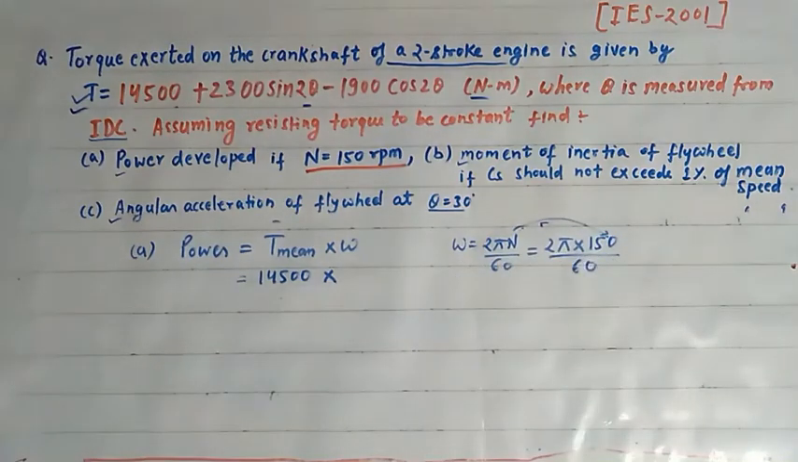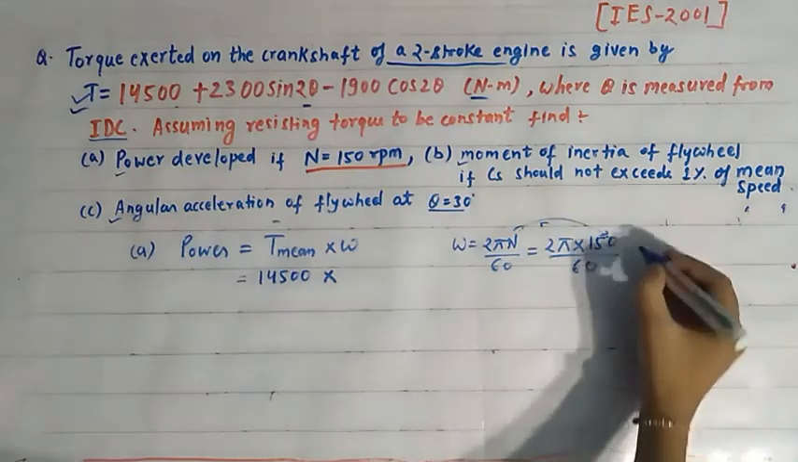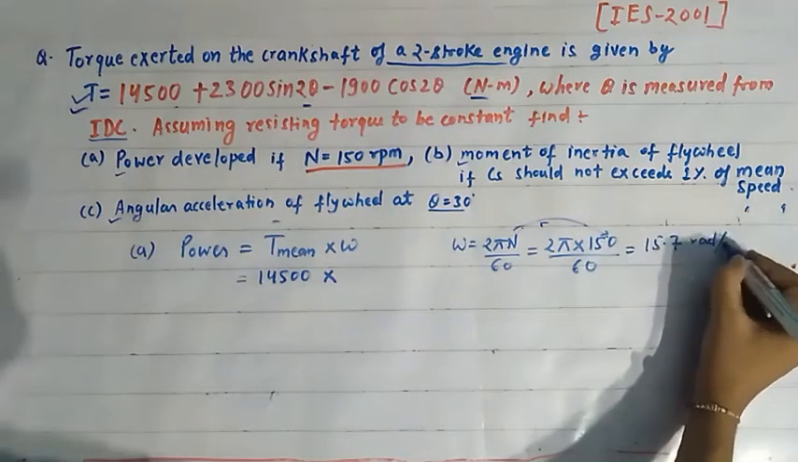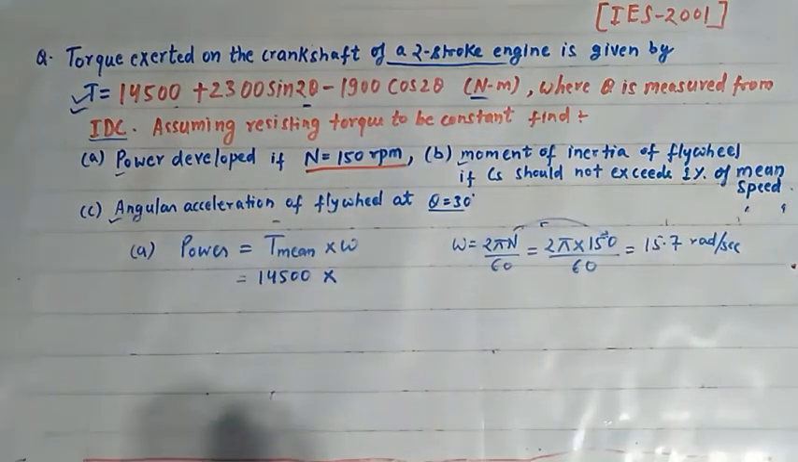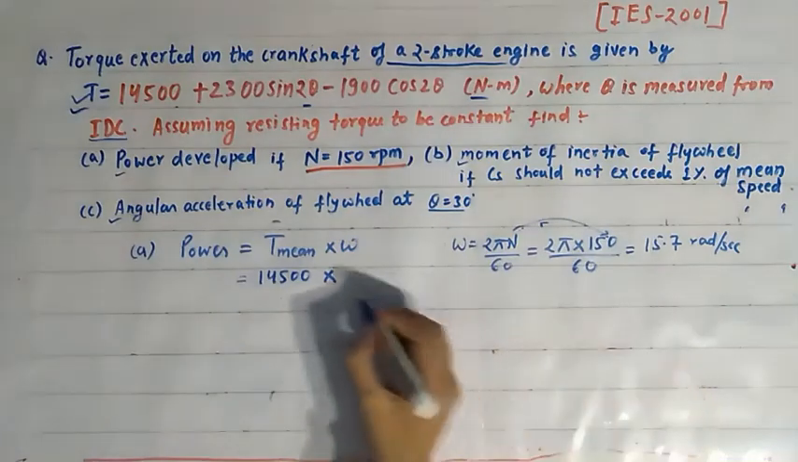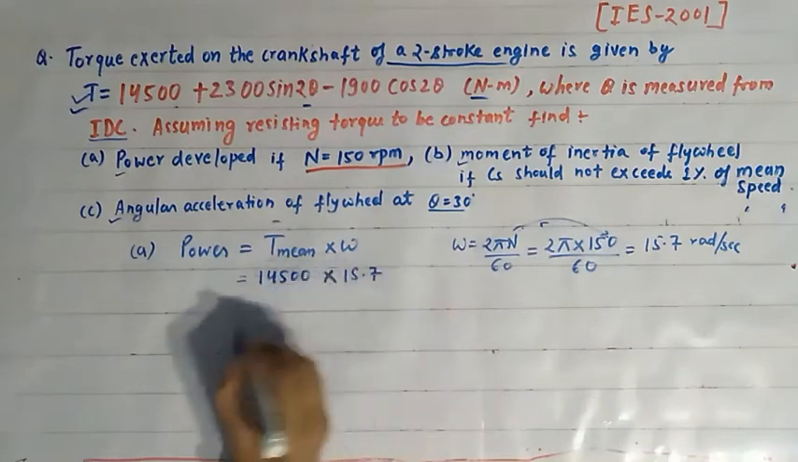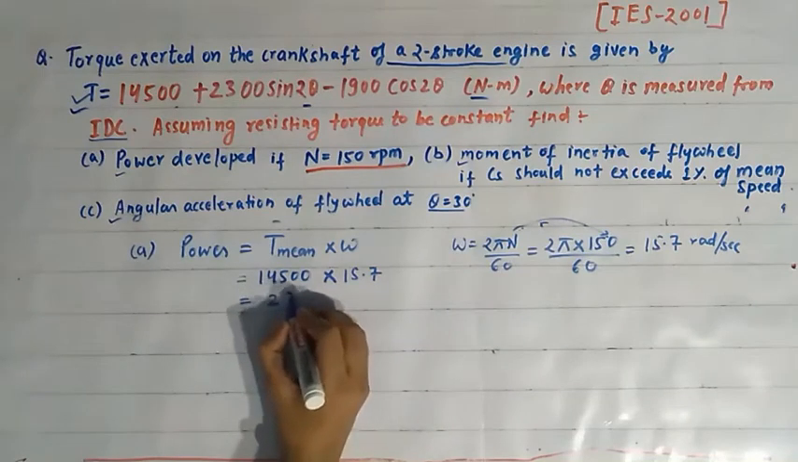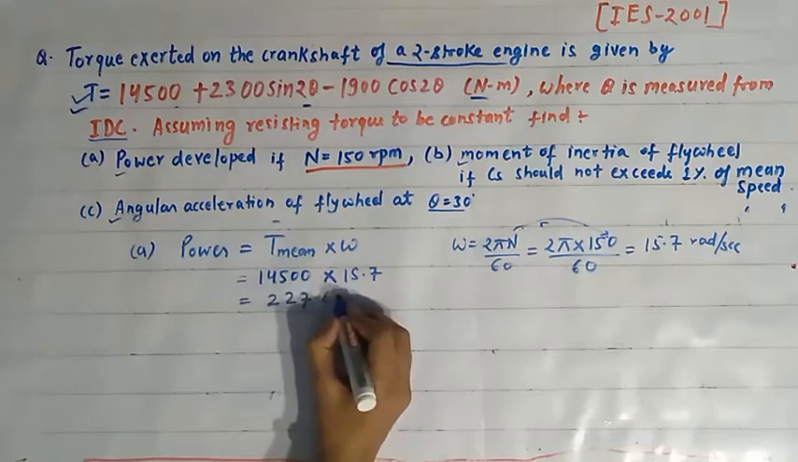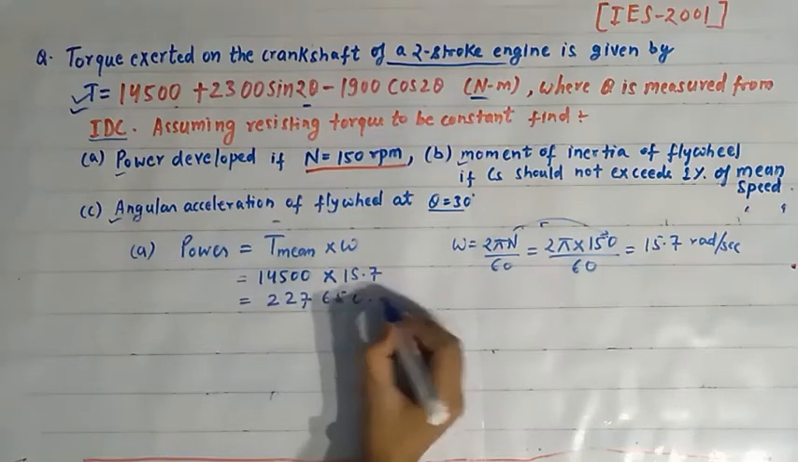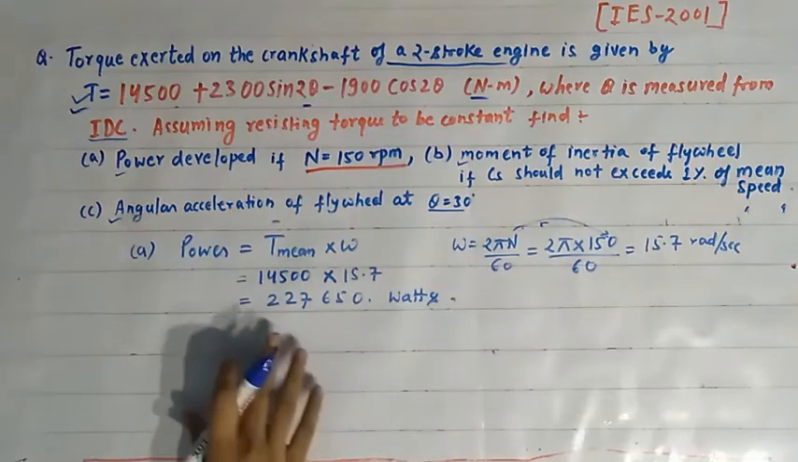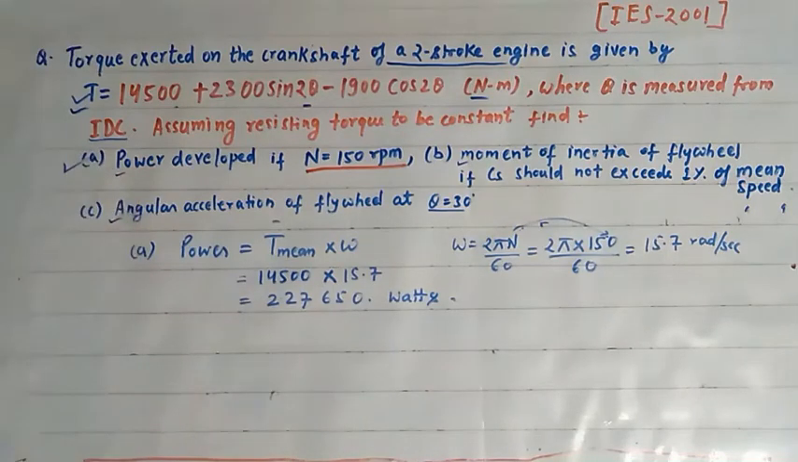So we will get how much? The value of omega will come out to be 15.7 radian per second. Now when I substitute this value of 15.7 here, I will get power is equal to 227,650 watts. So this is the solution for the first part, that is part A, that we have determined.